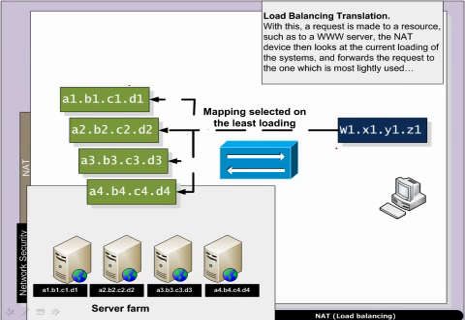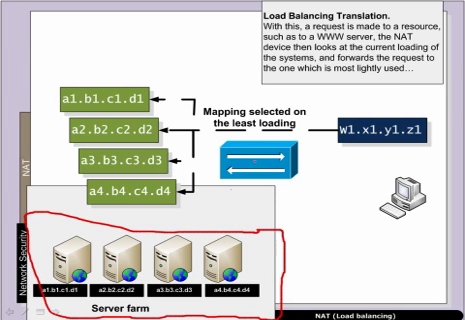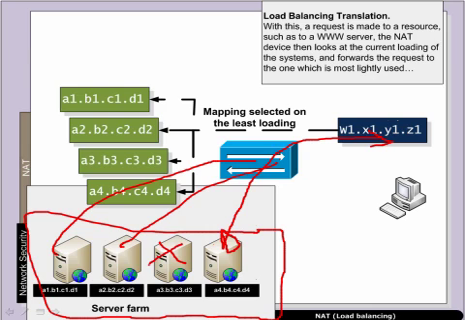With this mapping, we can also have load sharing. So we might have a server farm behind NAT, and the NAT device keeps track of how loaded each of the servers are. So when a new connection comes in for a server, then the NAT device can send it to the actual device which is least loaded. In this way we can load share. If a server goes down, the NAT device could also detect this and make sure that a translation was not made to that server farm.